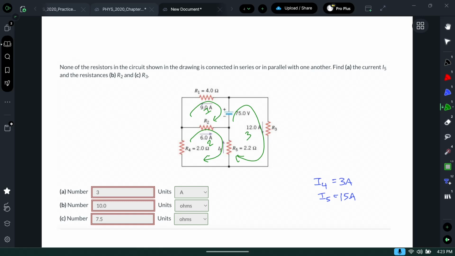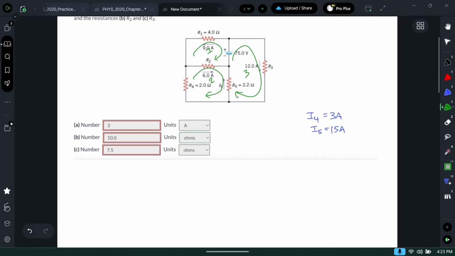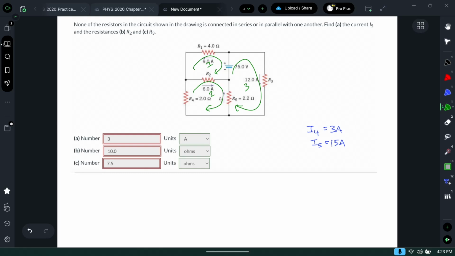So I might go with, let's say, loop 2 and loop 3. I don't really have a reason for that, but I'm just going to go with those 2. And I'm just going to report rises and drops.